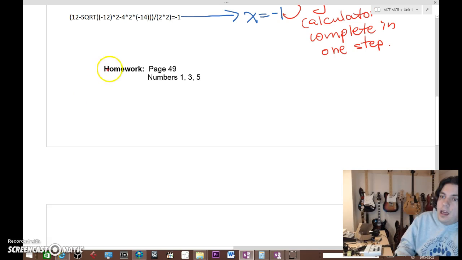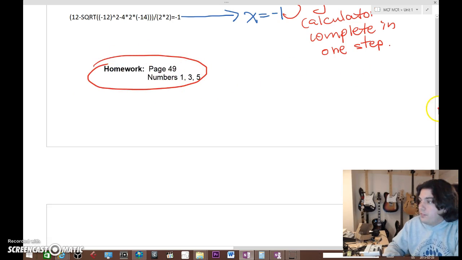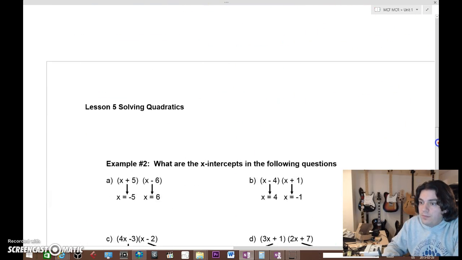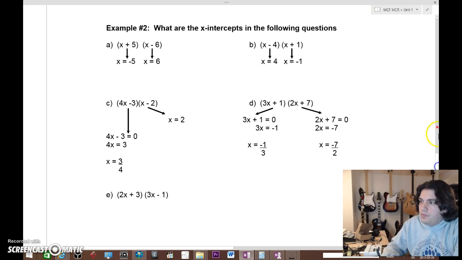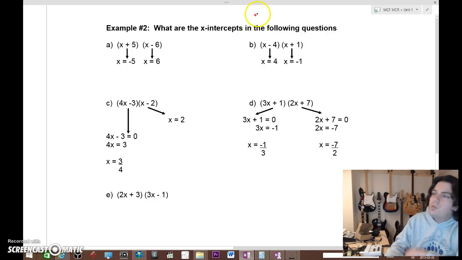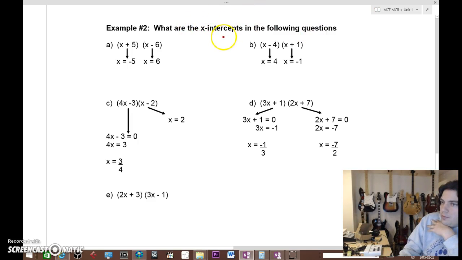And based on that, I would like you to do homework on page 49, numbers 1, 3, and 5. That'll be the homework for this section. But I want to just remind you here, we'll do another example, where we say, what are the X intercepts in the following questions? And we just want to remind how to find the X intercepts.